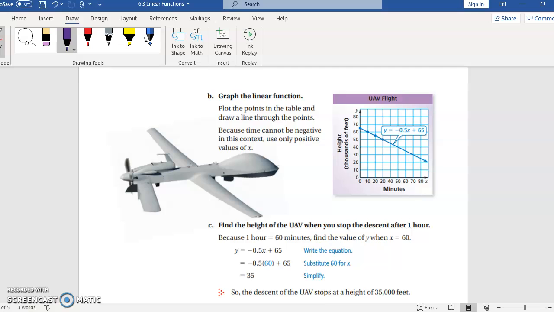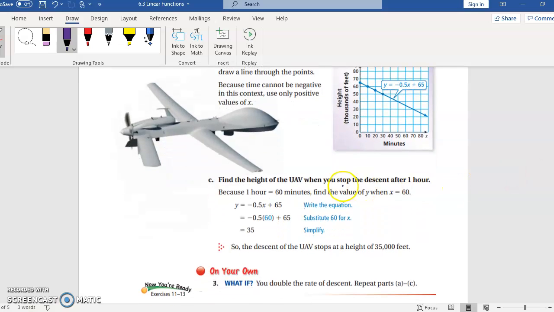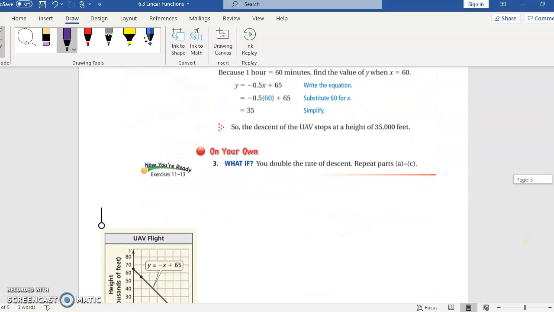Letter C. Find the height of your UAV after 1 hour. Well, remember x equals minutes, so we have to convert 1 hour to 60 minutes. We're going to plug 60 in for x and then find out what y is, since y represents the height. So once we do that, we get 35. So the UAV will be at 35,000 feet after 60 minutes.